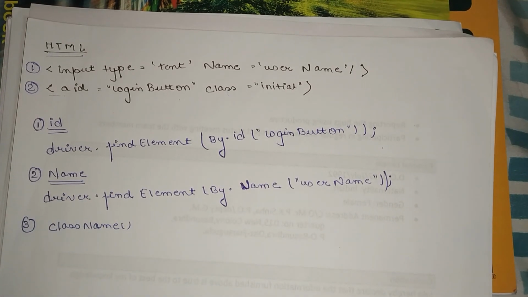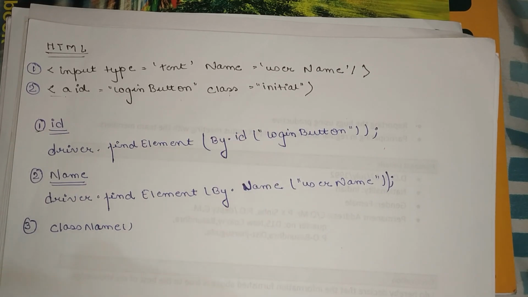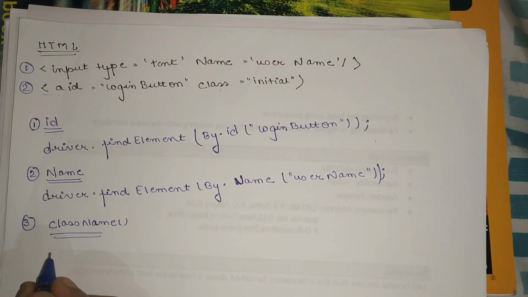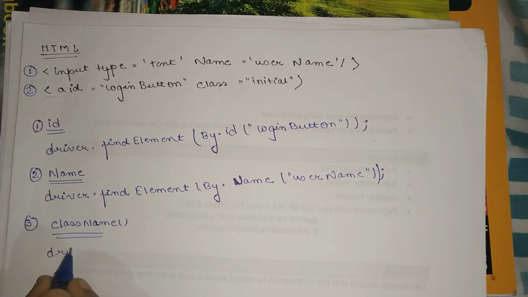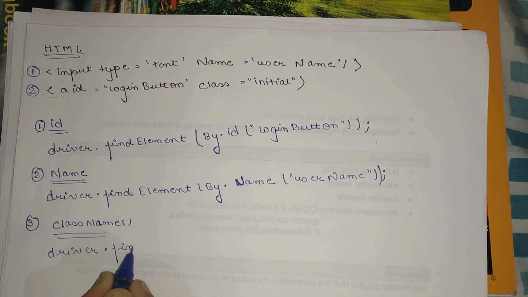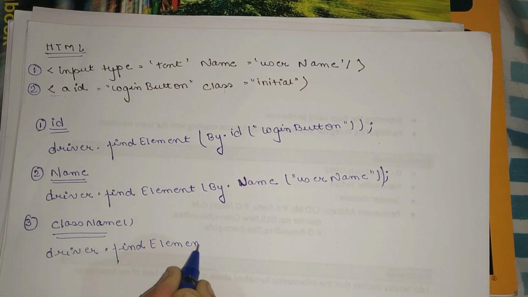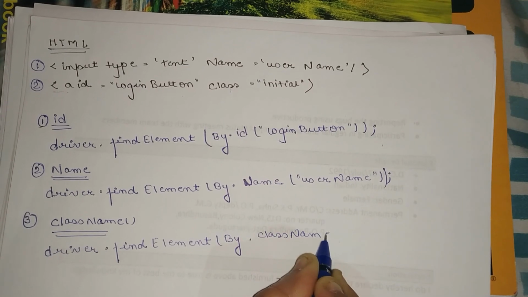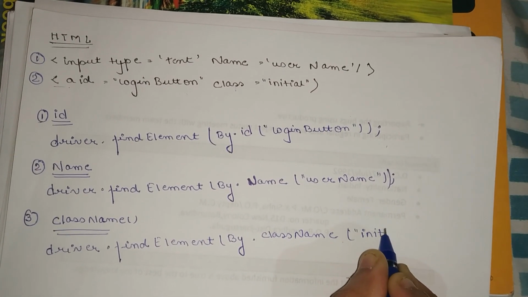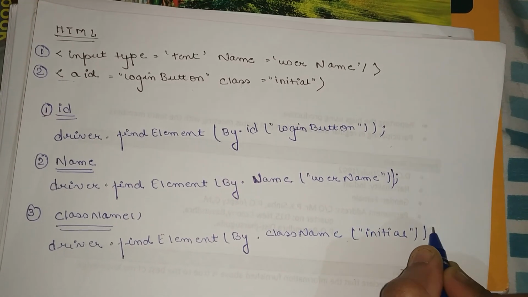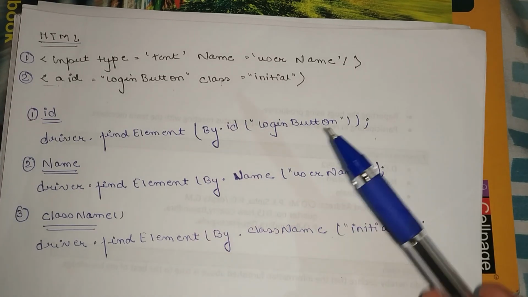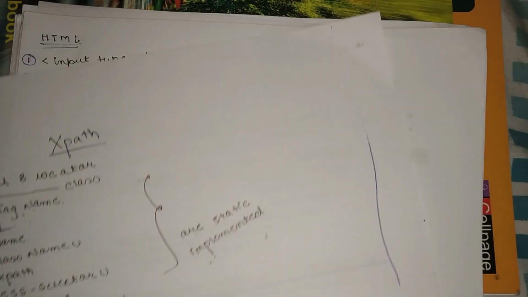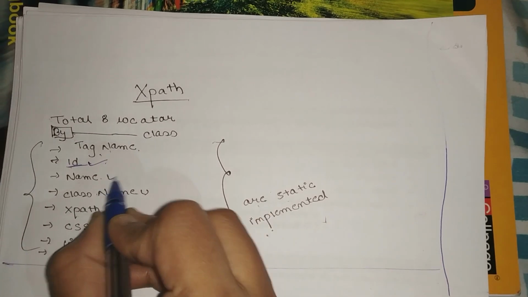Now the third one, class name. Here you can see this class. It identifies the element using the class attribute. So how will we write the XPath using this class name locator? driver.findElement(By.className. Okay, so for the ID, name and class name locators, I told you how to write the XPath. ID done, name done, class name done.